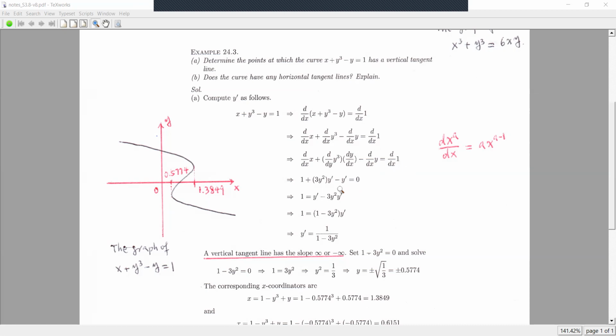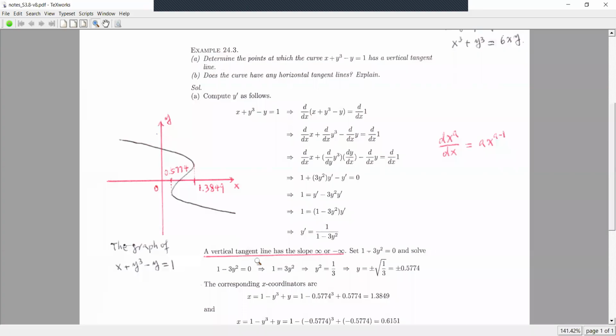Now solve this equation for y prime. Move the second and the third terms to the right hand side, then I have this equation. Factor out y prime on the right side, then I have this equation. Now move 1 minus 3y squared, this factor, to the left side, then I have this equation. This is the result of y prime.